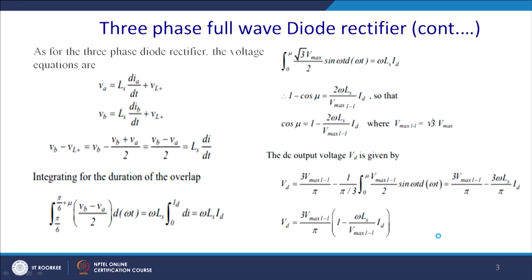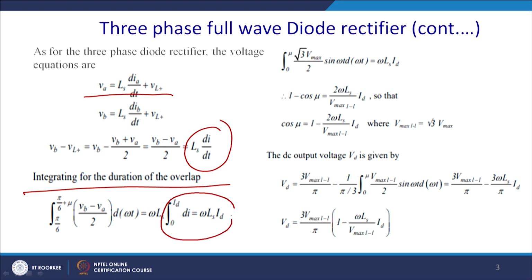So, let us analyze the circuit. We can write the phase voltage VA equal to Ls di/dt of the source inductance plus the load voltage. Similarly, VB will be the load voltage. So, we can write VA minus VL equal to the source voltage drop. From there we can integrate over the time called the overlap angle, from pi by 6 to mu plus pi by 6. This event will occur, and we have to find the amount of ID, the circulating current during that time.